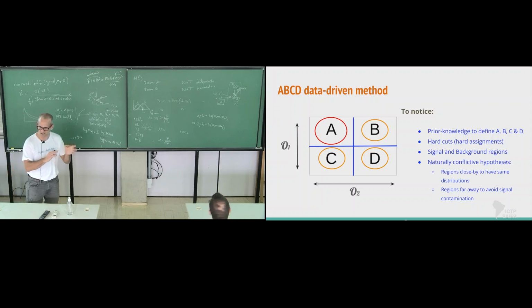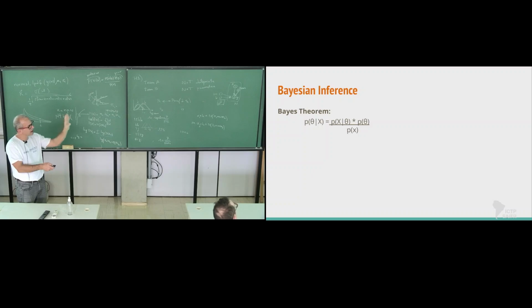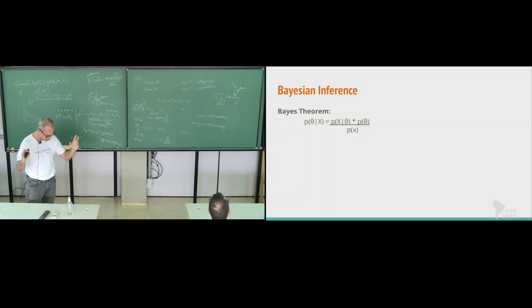So that's a natural conflicting hypothesis of the ABCD method. Now, this is a paper called Improving ABCD through Bayesian Inference, which is about how we can improve this. So, a little about Bayesian inference in this setup.